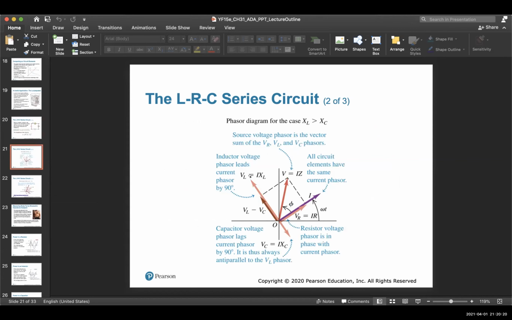Capacitor, inductor, resistor, 3-vector sum. They've got phi, we have alpha in our notes.